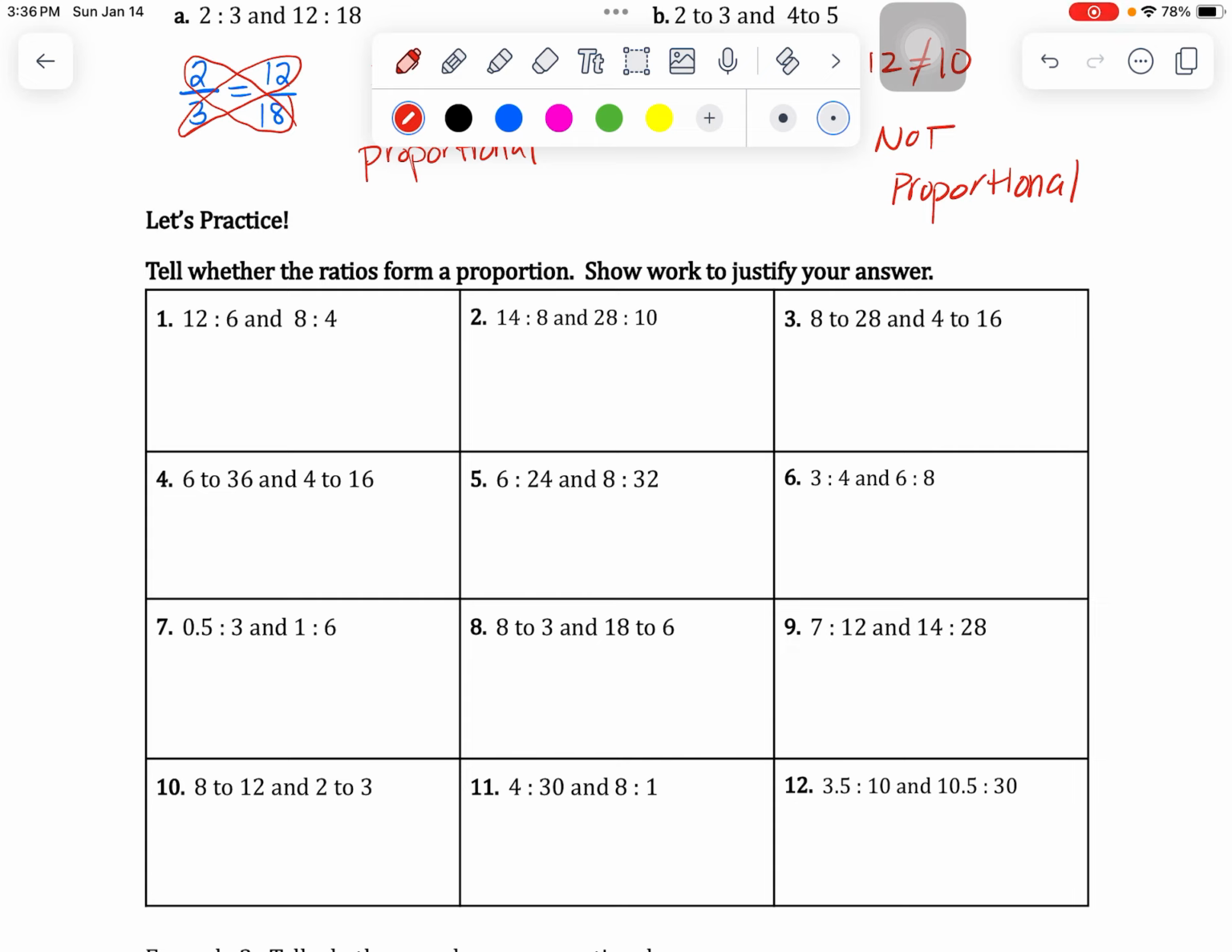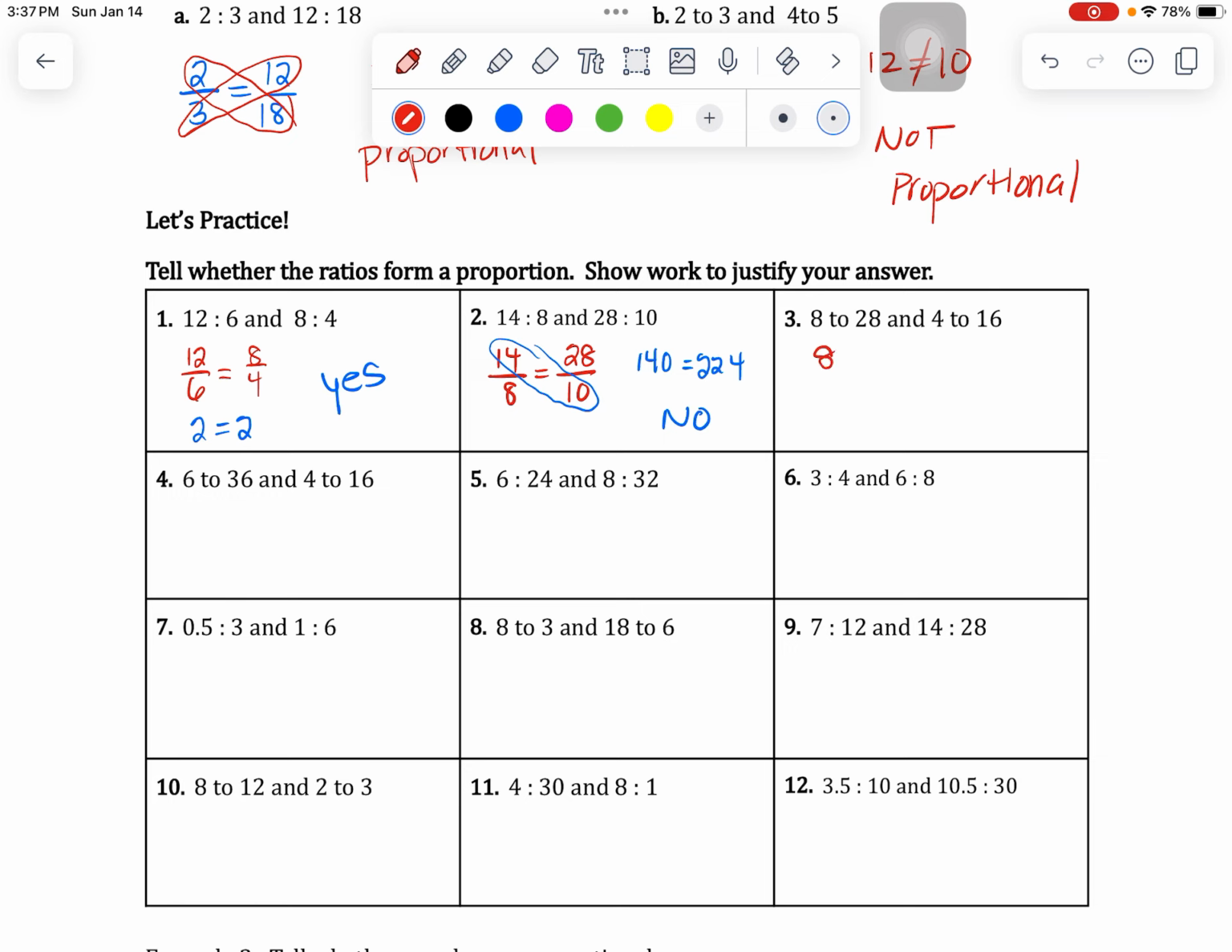All right, I'm going to go ahead and start here. So I have 12 to 6 equal to 8/4. This one I'm just going to simplify. These both simplify to 2, so this one is proportional. The next one I have 14/8 equal to 28/10. So here if I multiply, 14 times 10 is 140, and 8 times 28 is 224, so this is not proportional.